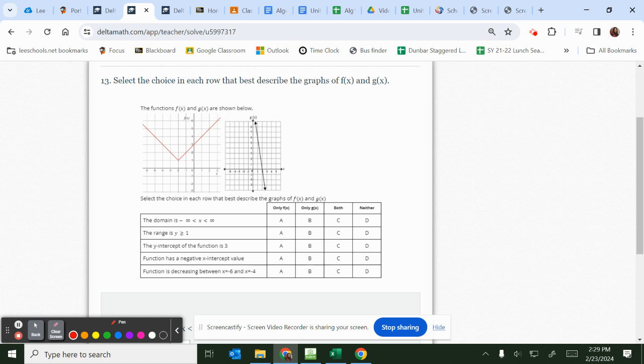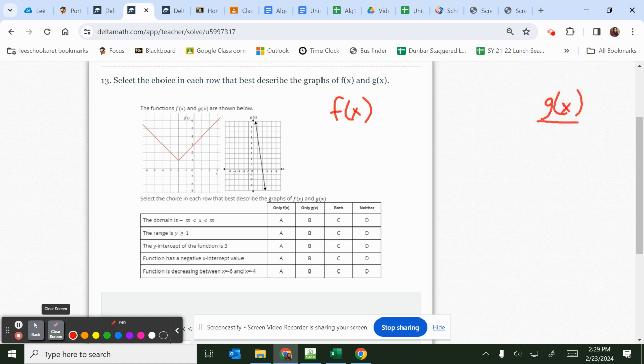Question number 13 wants us to select the choice in each row that best describes the graphs of f of x and g of x. So let's talk about f of x over here on the left side, and then g of x right over here.